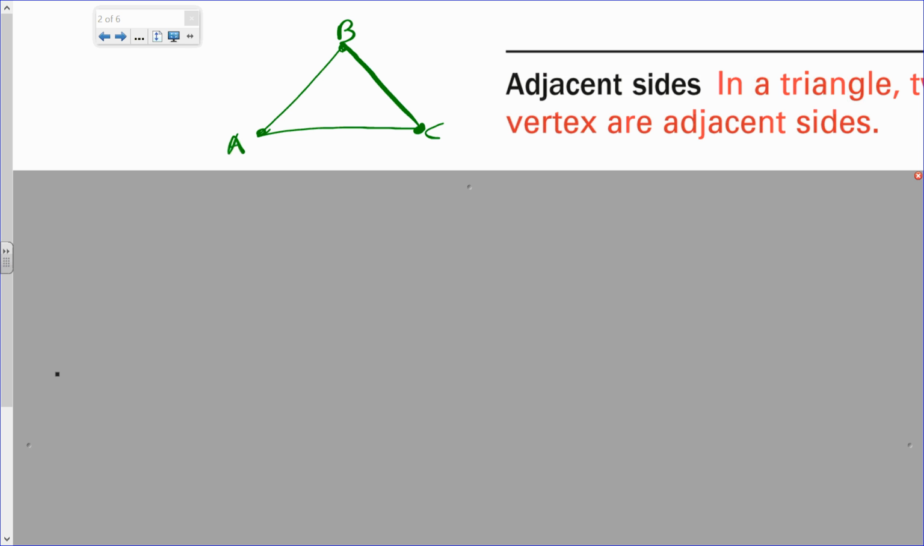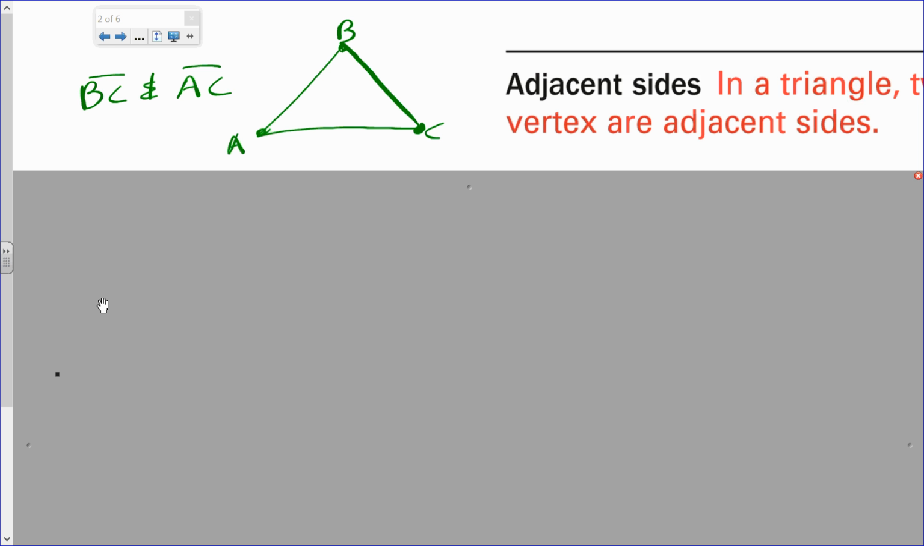Now, what are 2 sides of this triangle that share a common vertex? Can someone name me 2 sides that share a common vertex? So side BC, notice it's a segment, and what other side? AC. Notice how those 2 sides share a common vertex, namely C. So those 2 sides we would call adjacent sides.